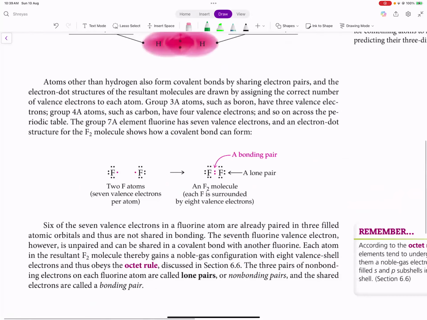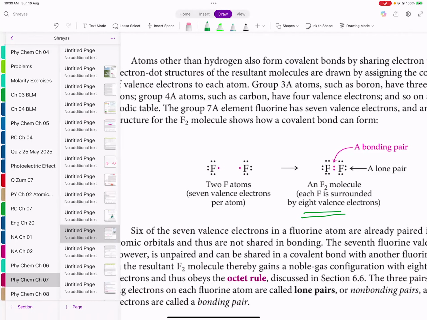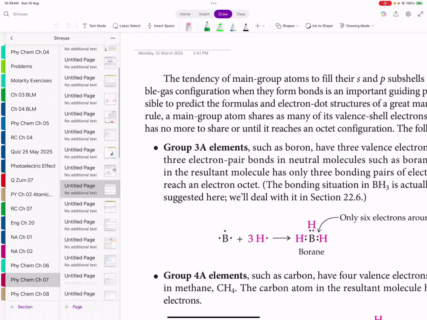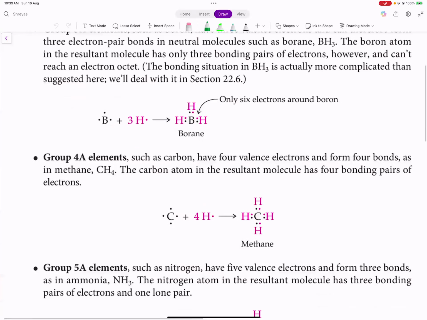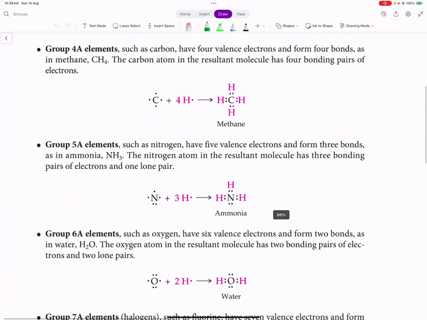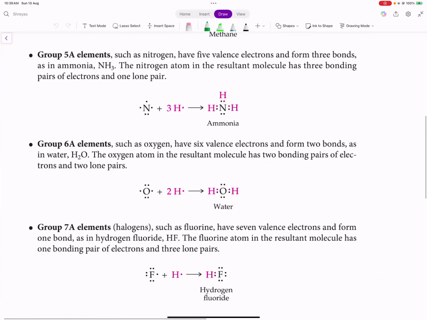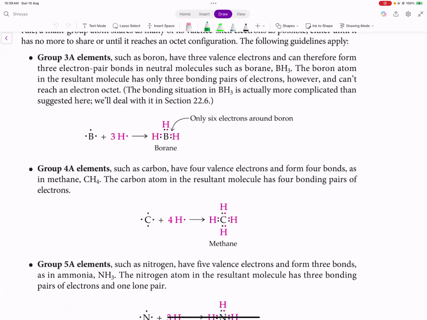See, fluorine now has 8 valence electrons. Similarly, group 3A, group 4A, sharing. Here, the octet is not complete, but BH3 is more complicated than suggested here. We'll take it up later.